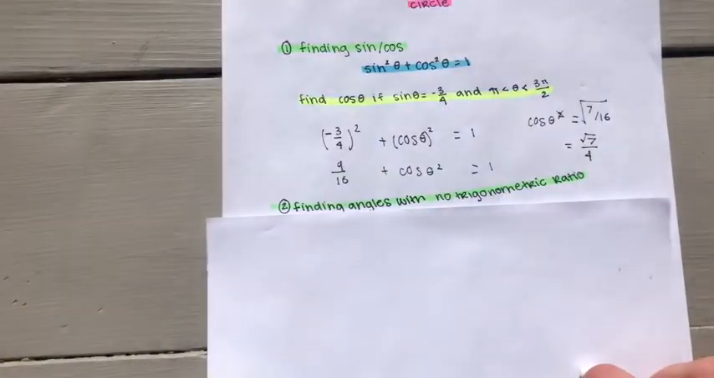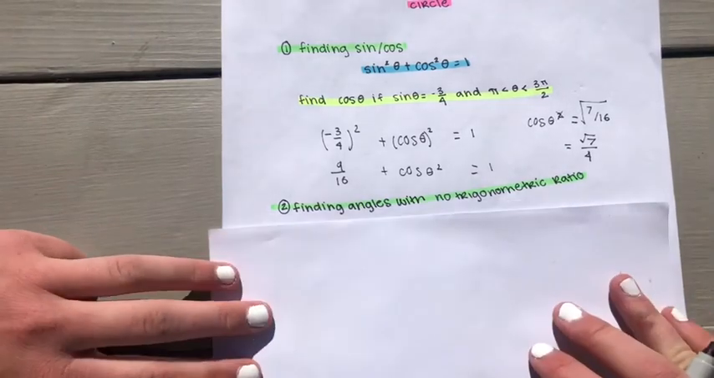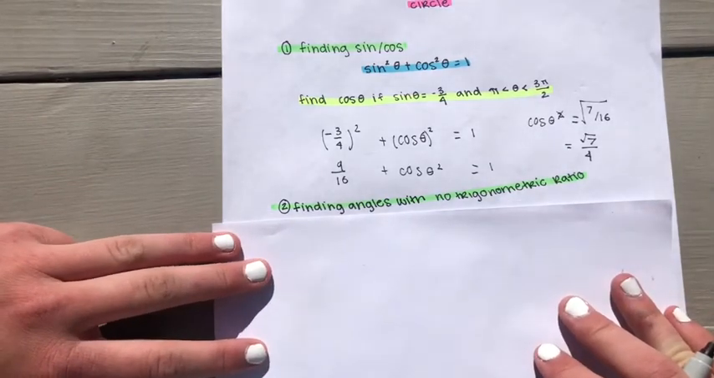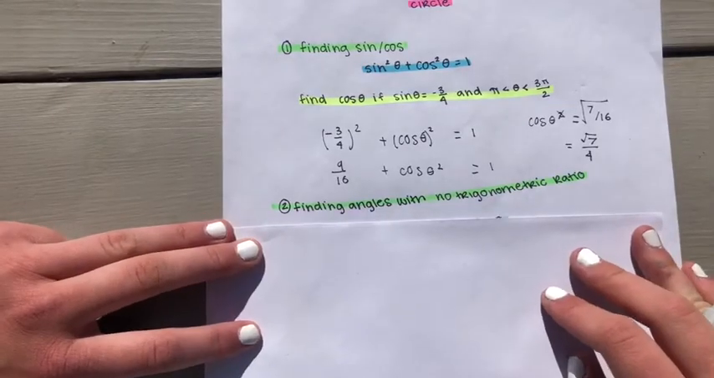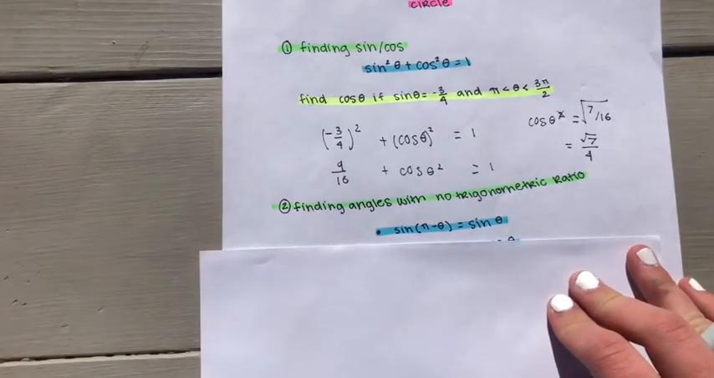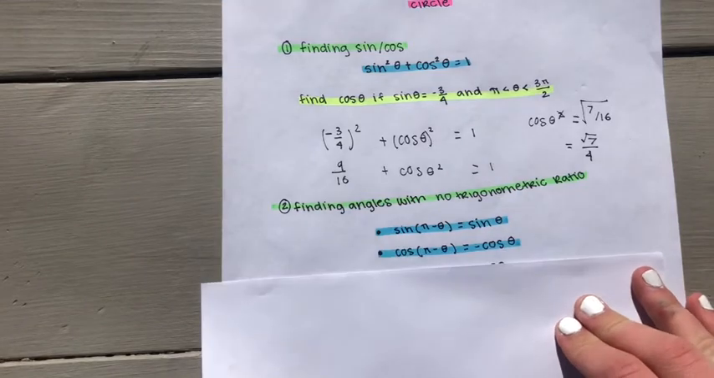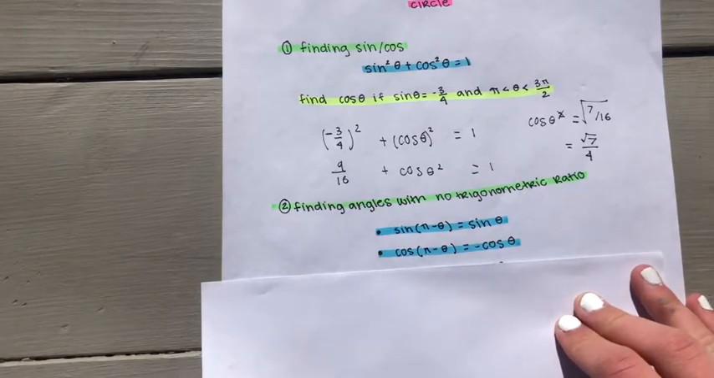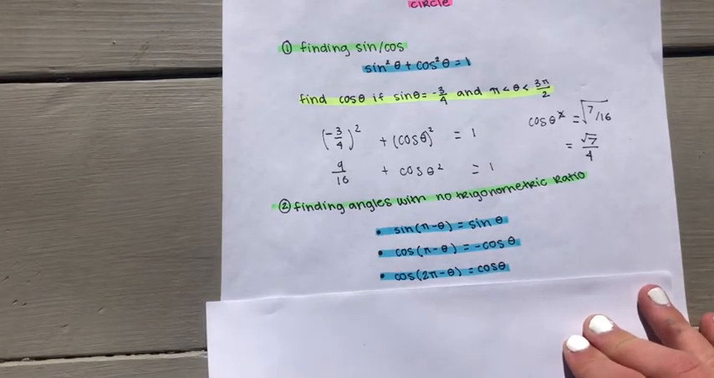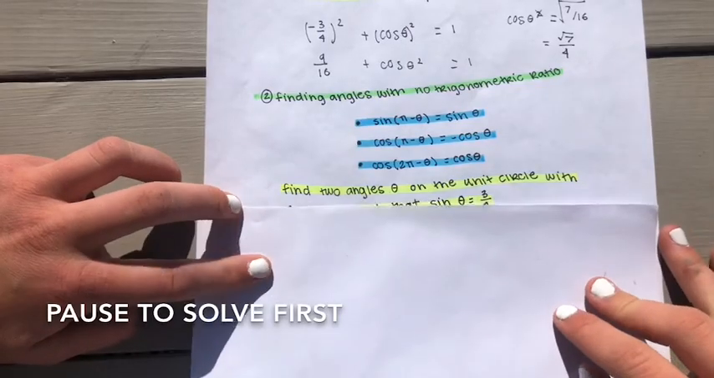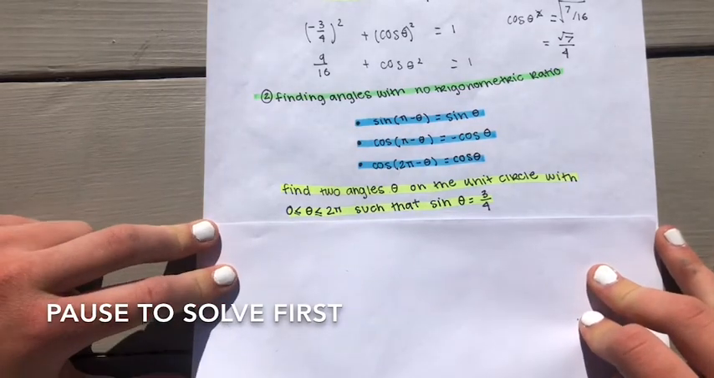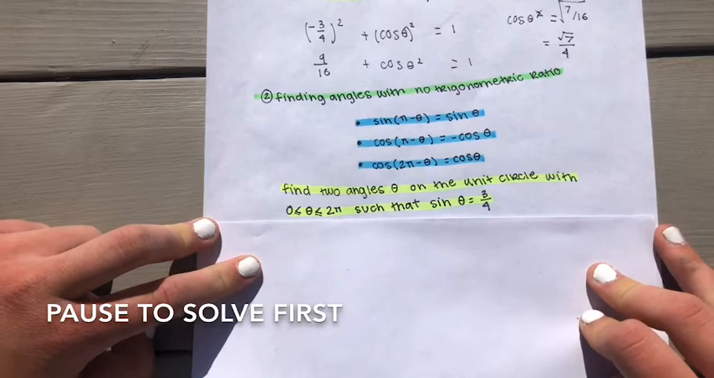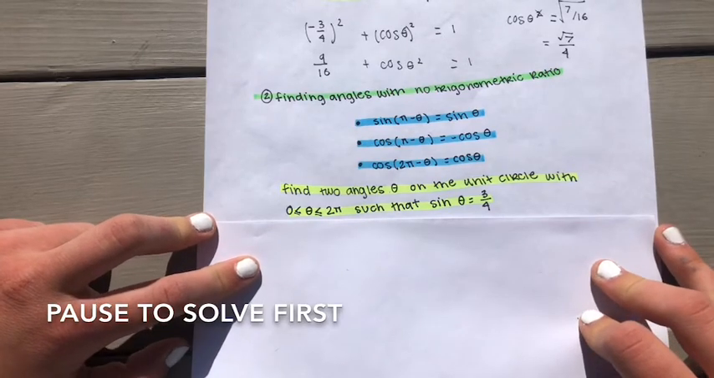The next way to apply the unit circle is by finding angles with no trigonometric ratio. So for this, we're going to need these three equations, that sine pi minus theta is equal to sine theta, that cosine pi minus theta is equal to negative cosine theta, and that cosine 2 pi minus theta is equal to cosine theta. So the question is, find two angles on the unit circle, where theta is greater than 0 but less than 2 pi, such that sine theta is equal to 3/4.